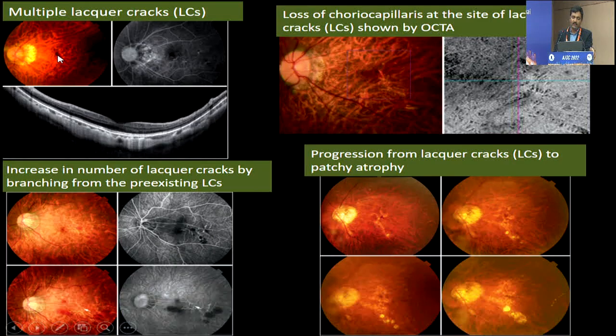There are various changes, like sometimes you can see multiple lacquer cracks. The choriocapillaris disappearance can be seen in the area of lacquer cracks. With a branching lacquer crack pattern, the cracks may progress to patchy atrophy.